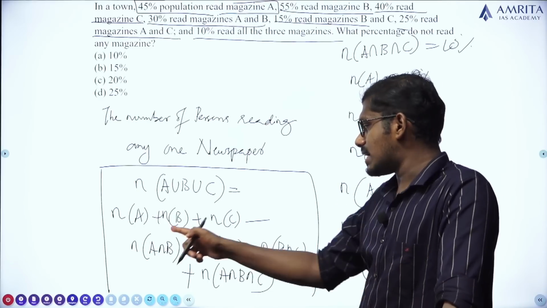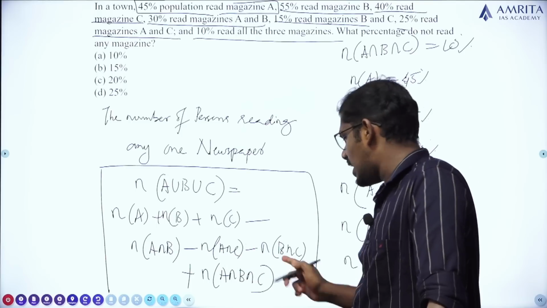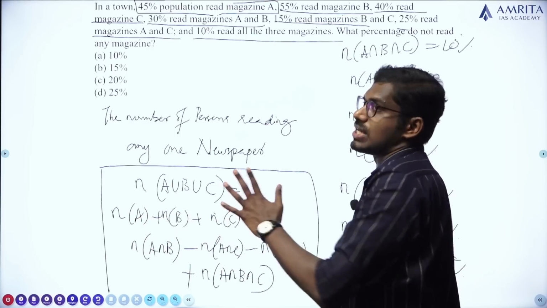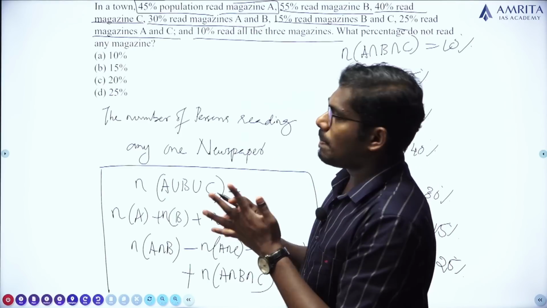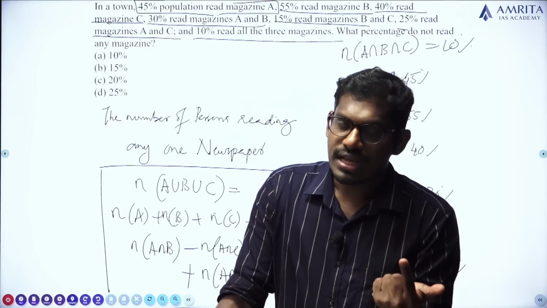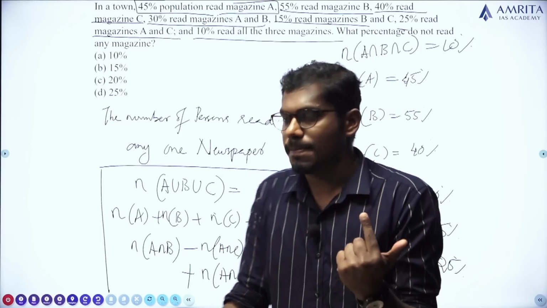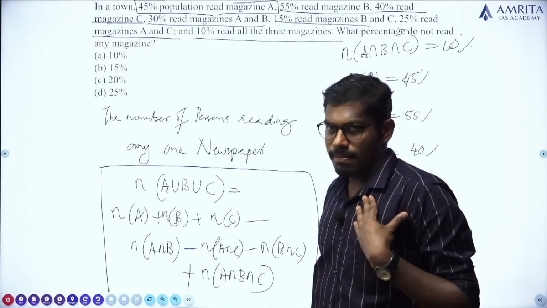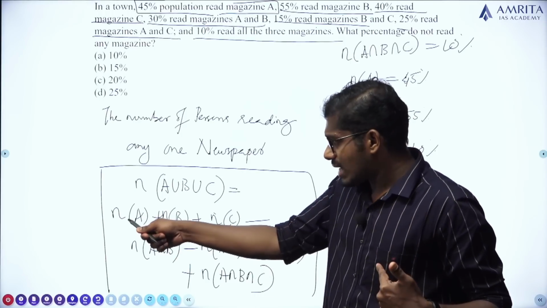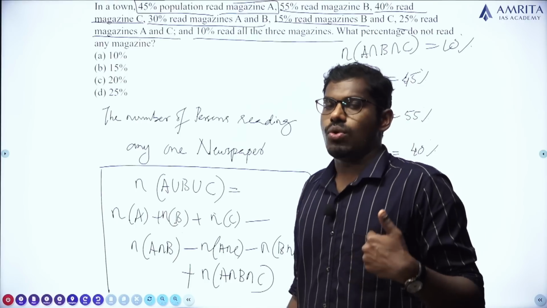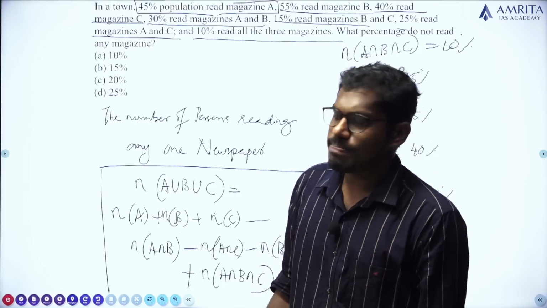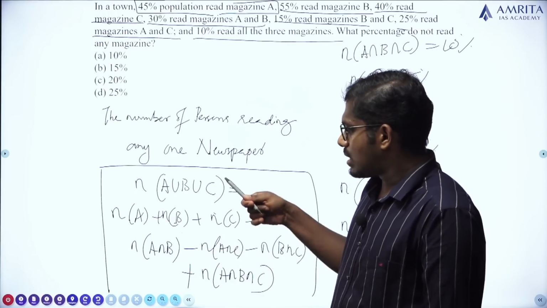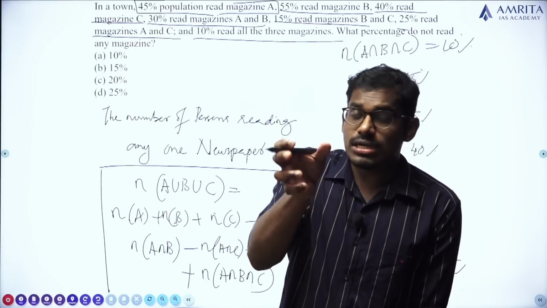Why am I subtracting n of A intersection B, n of A intersection C and n of B intersection C? It is because these people already belong to these particular sets. If we are counting the persons reading both newspapers A and B, they will definitely come in both A and B. Clear? Suppose I am reading both A and B, then I belong to the set which reads newspaper A, and I also belong to set B which reads newspaper B. That is why we are subtracting the number of persons reading two newspapers.